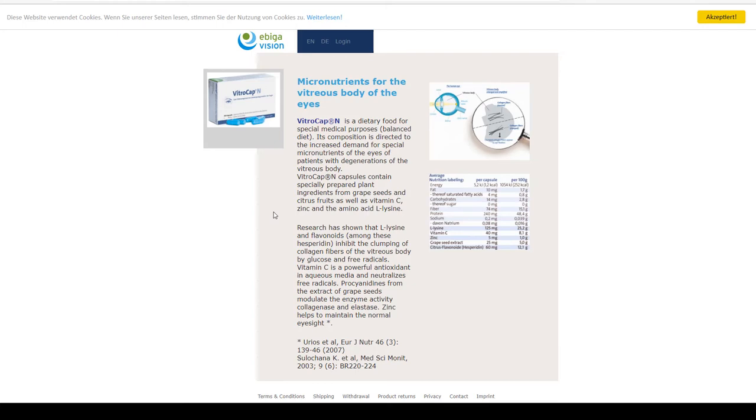So it's described as being a micronutrient for special medical purposes. So the claim is that this product is designed specifically for the vitreous body, which is the gel within the eye that the floaters appear within. So the key ingredients highlighted in the product, and they do specify that they're plant-based ingredients from grape seeds, citrus fruits, as well as vitamin C. And they say that Vitrocap contains specifically prepared plant ingredients from grape seed and citrus fruits, as well as vitamin C, zinc, and the amino acid L-lysine.